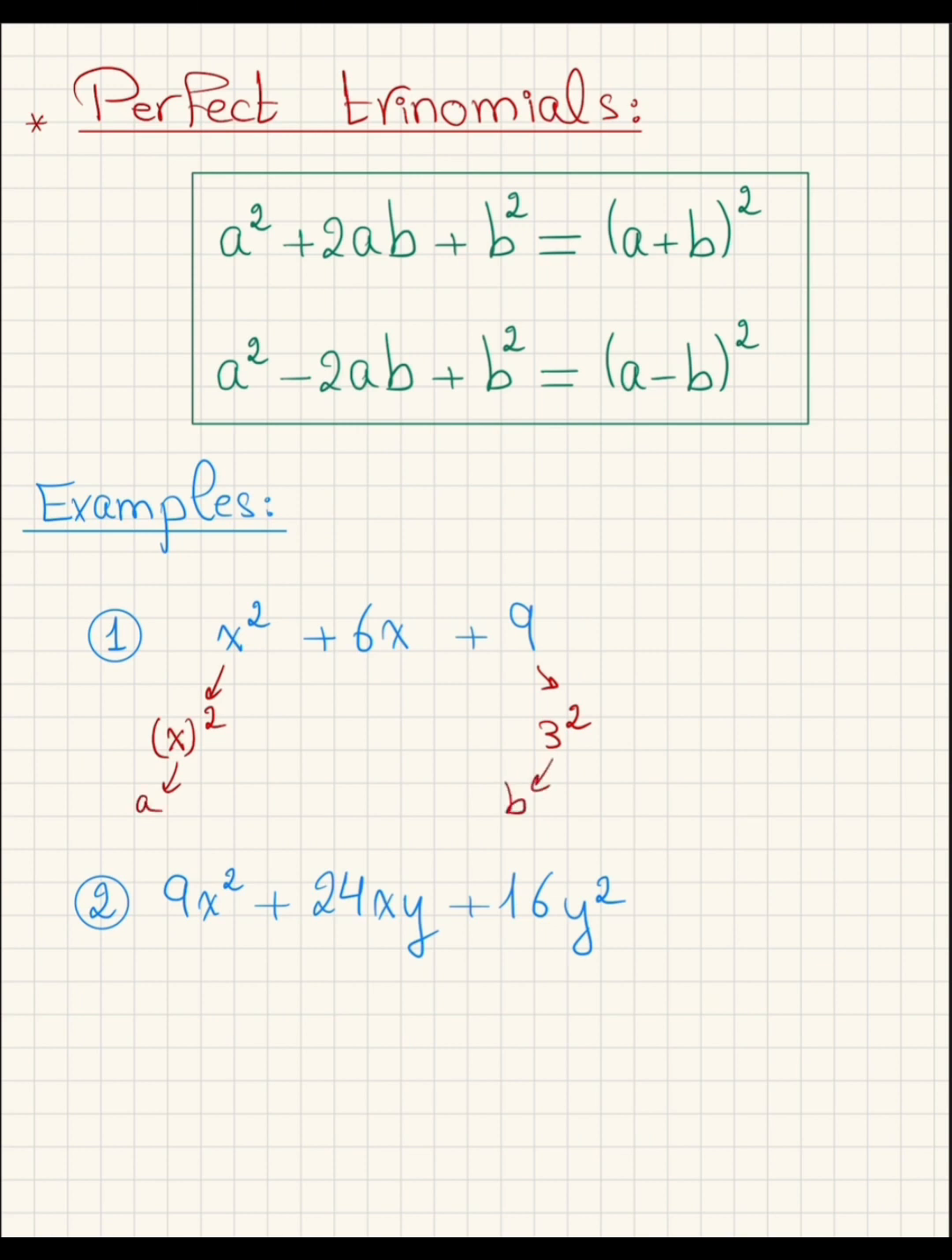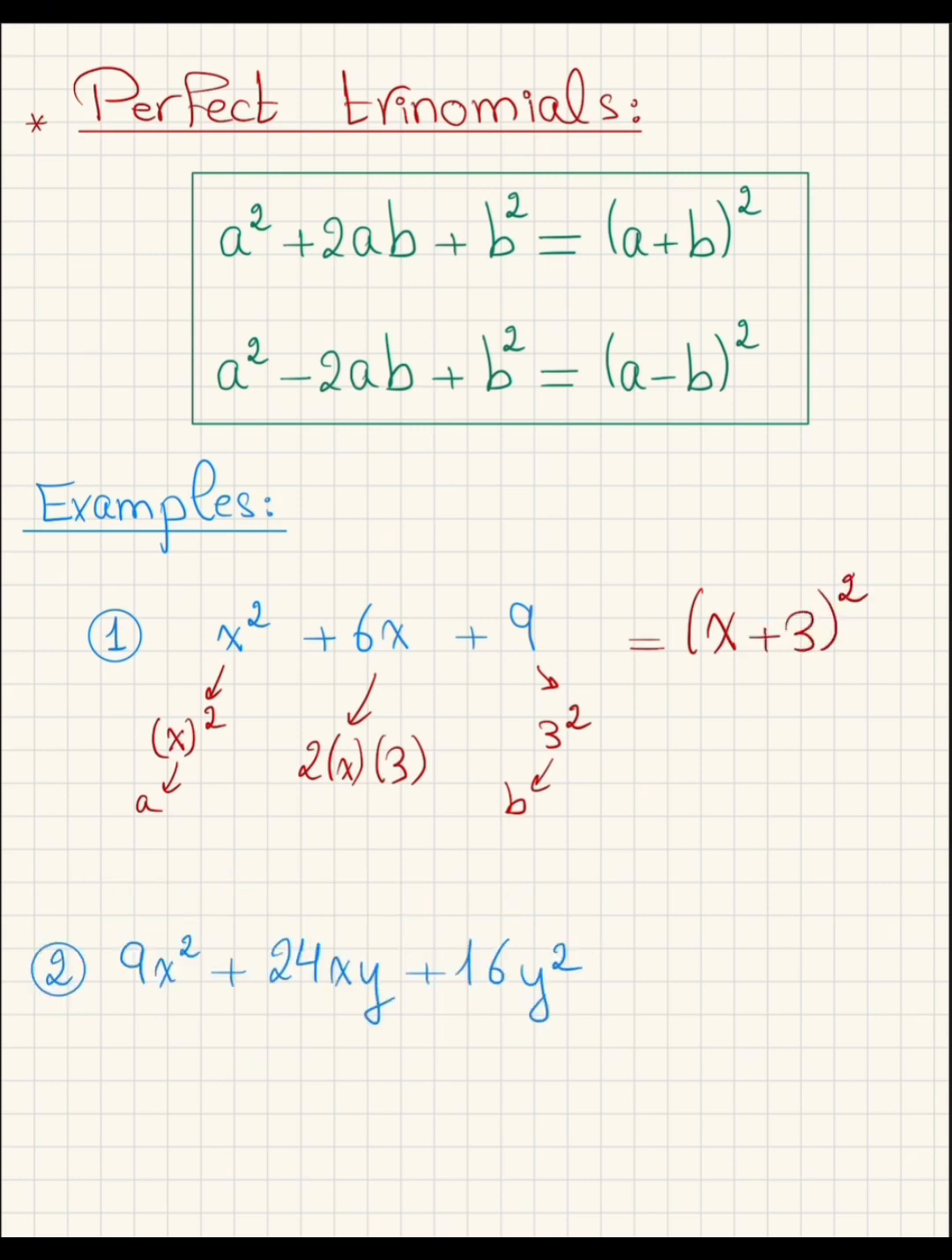Is that all? No, because we still have to check whether 6x is 2 times A times B. And yes, it is 2 times A, which is x, times B, which is 3. So perfect. All the conditions are satisfied, and it is simply A, which is x, plus B, which is 3, all to the power of 2.